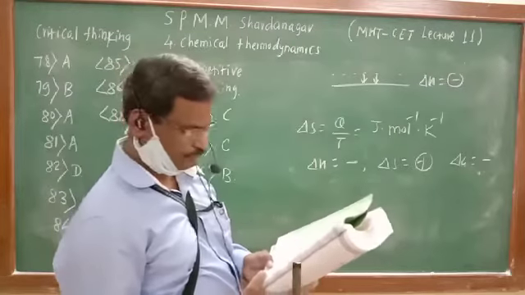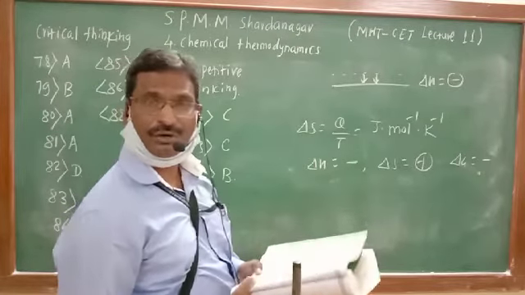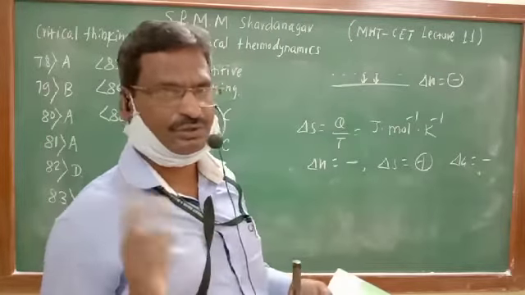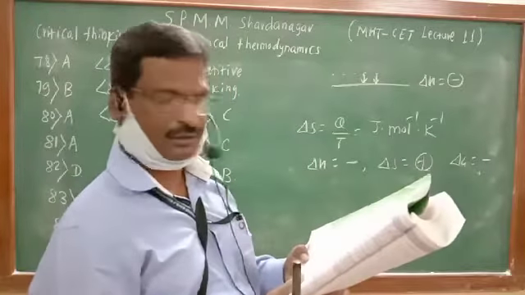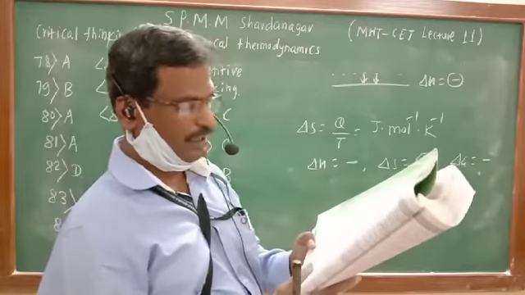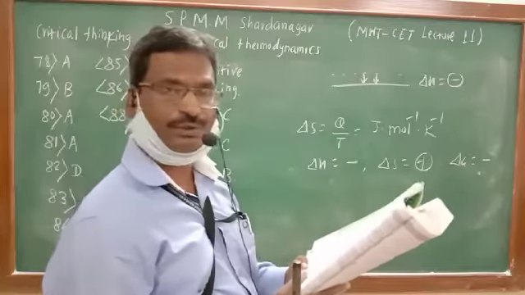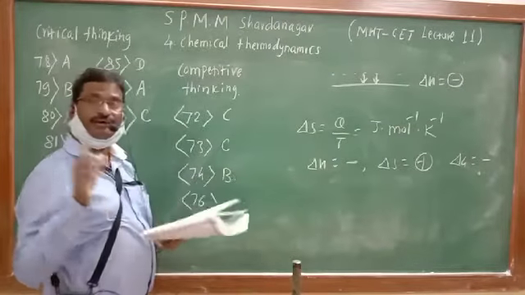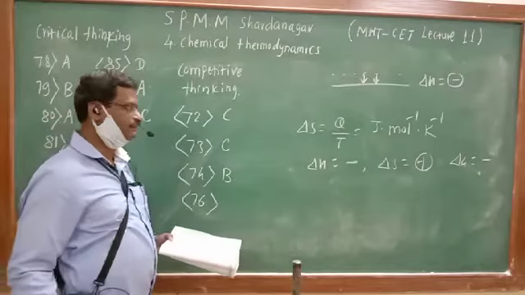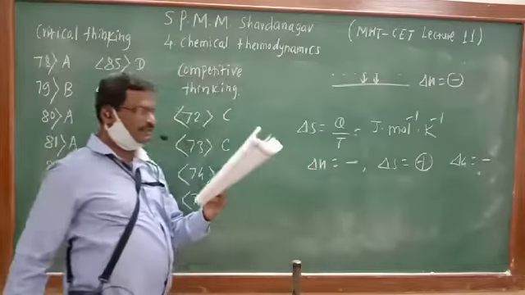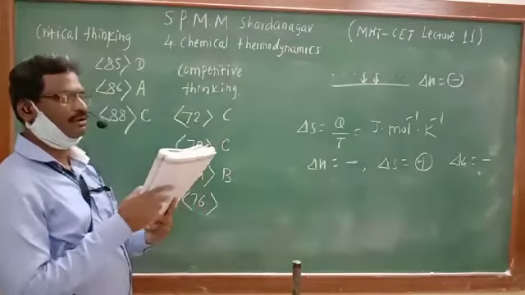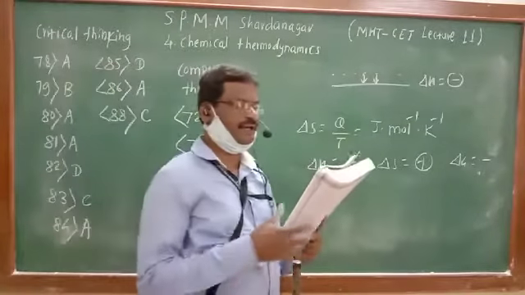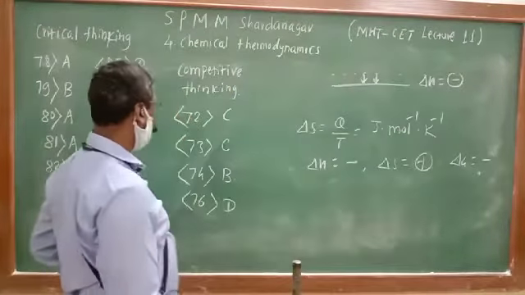But entropy is also negative. Since entropy is negative, the second process is non-spontaneous. So second is wrong. Fourth option, enthalpy is negative and entropy is positive. So this reaction number 4 is spontaneous at all temperatures because delta H is negative and delta S is positive for reaction number 4. So option D is right. Reaction 4 is spontaneous. Let us see one more question.